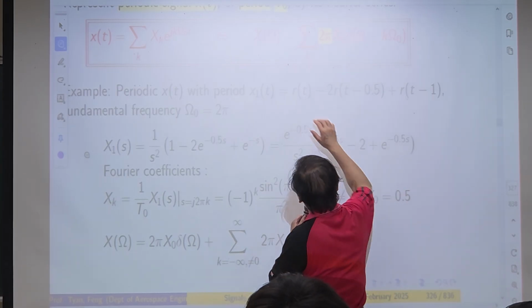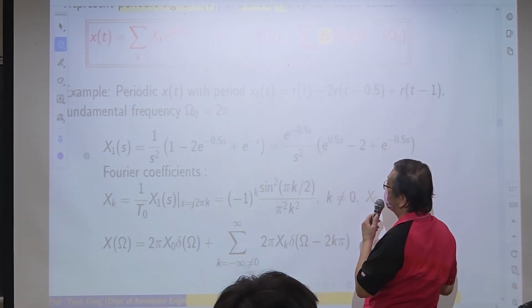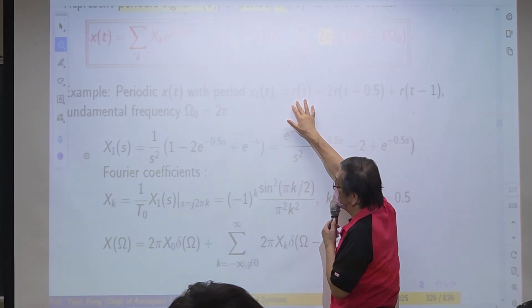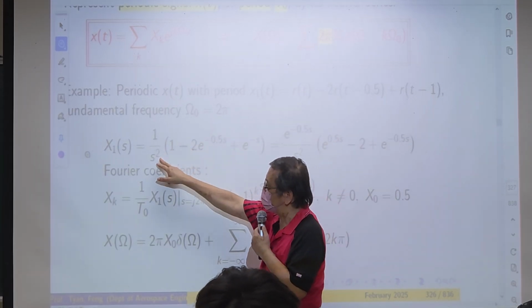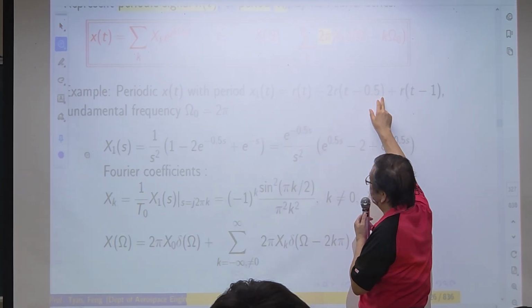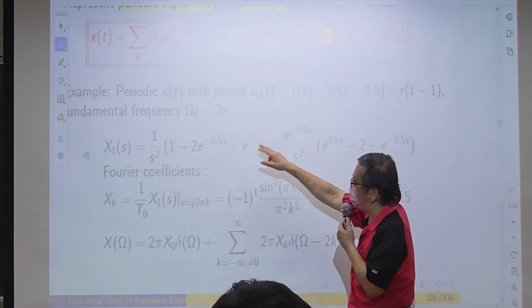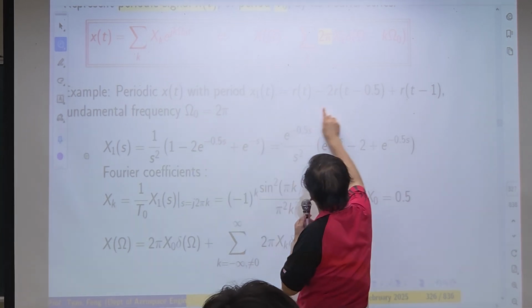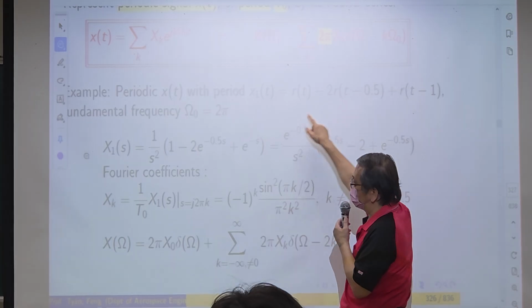Okay, so let's take the Laplace transform of x1 of t first. This is the unit ramp, so the Laplace transform is 1 over s squared. And this is a unit ramp with a time delay, so you have to multiply by e to the negative 0.5s. This is due to the 0.5 second time delay.